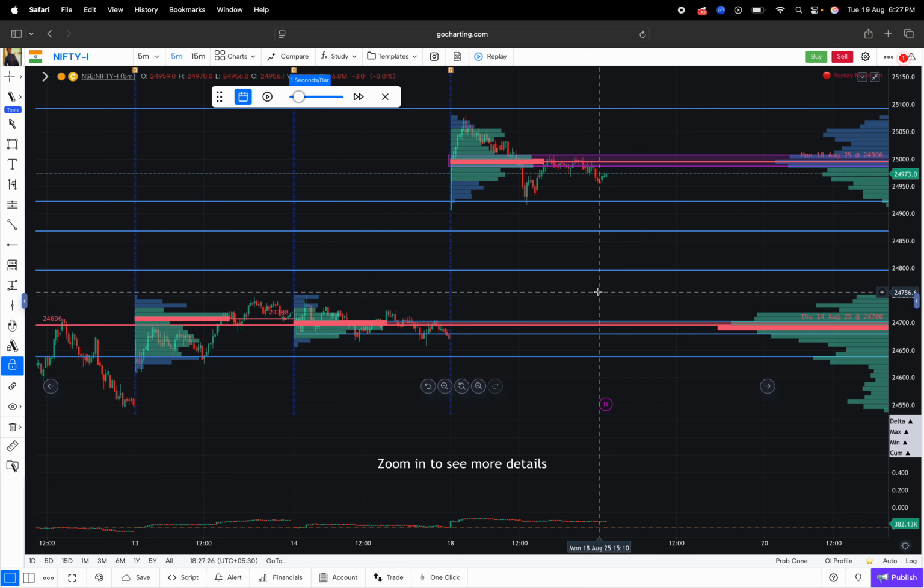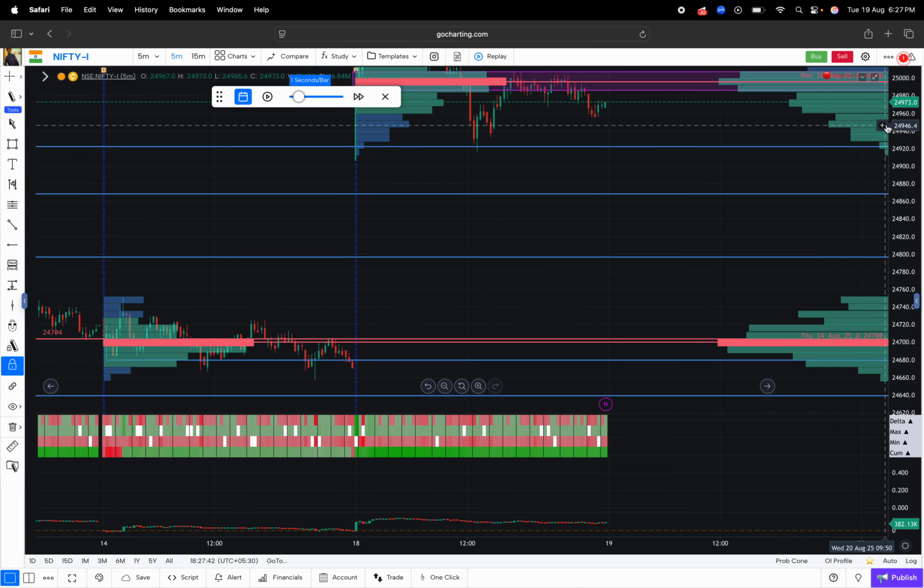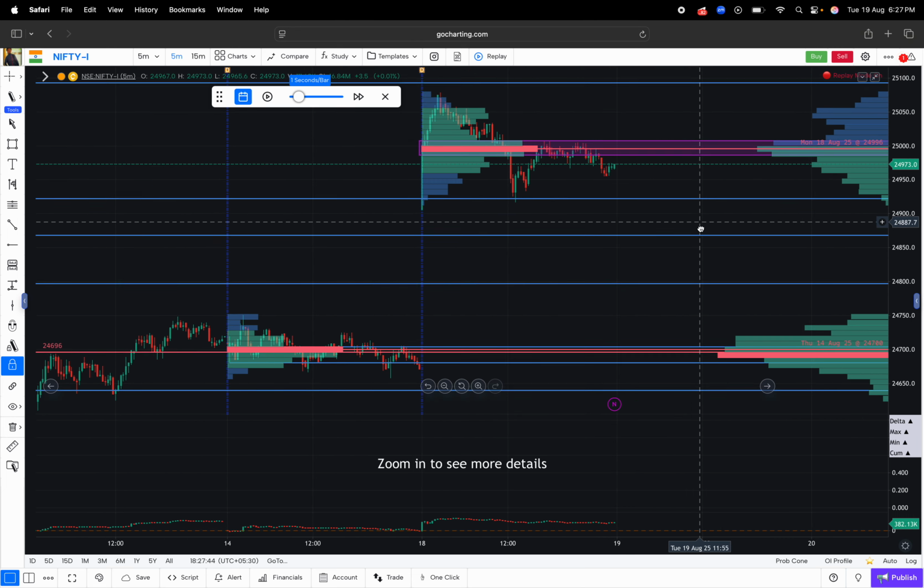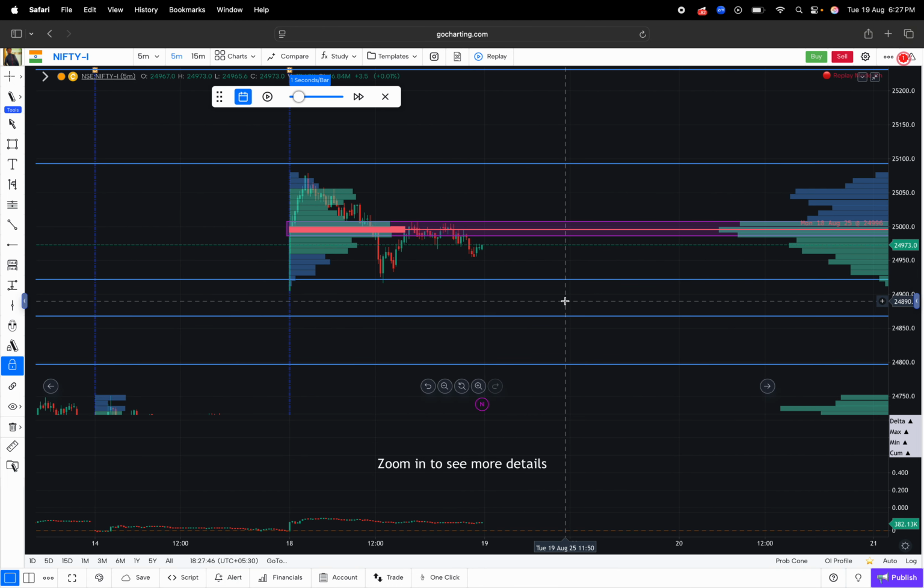Okay, so what we are trying to do today is start a new Auction Market daily analysis series for the Nifty market. So let us begin and try to understand what were your previous volume areas.